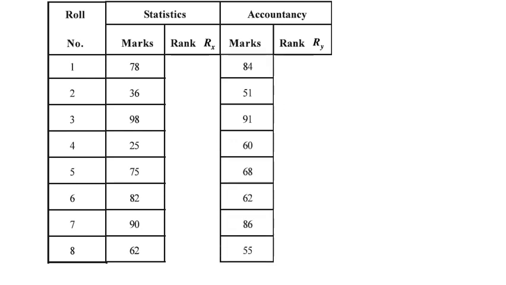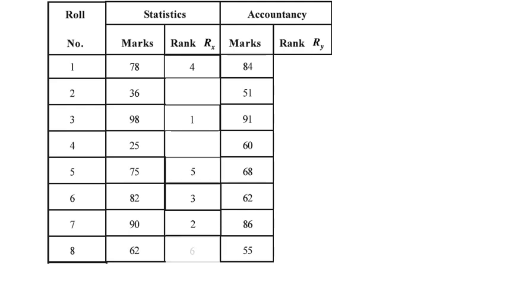Now we will start with the marks of statistics. If you check the data, the highest marks in statistics are 98, so we will give it rank 1. The next highest mark is 90, that would be rank 2. The next highest is 82, so that would be 3. And likewise, we will assign the ranks to 78, 4; 75, 5; 62, 6; 36, 7; and 25, 8th rank.